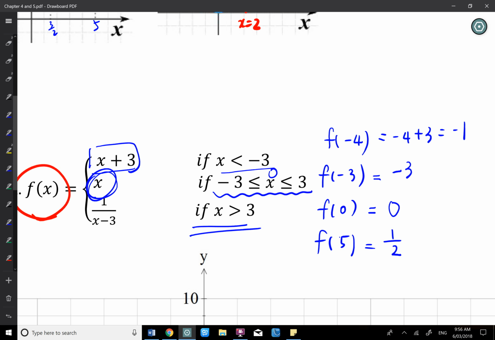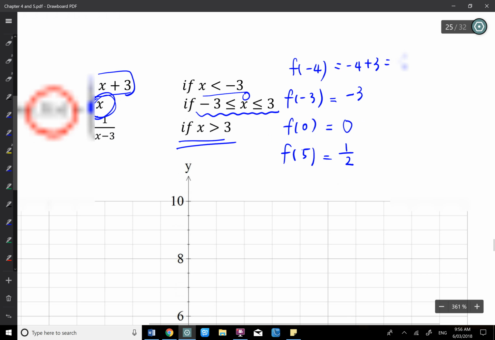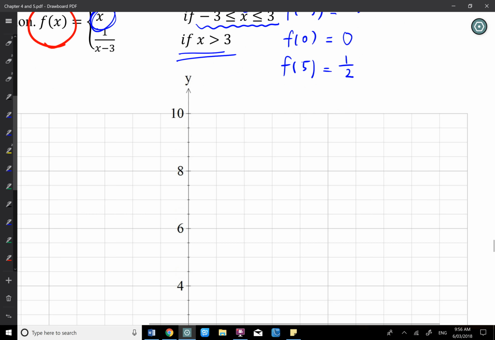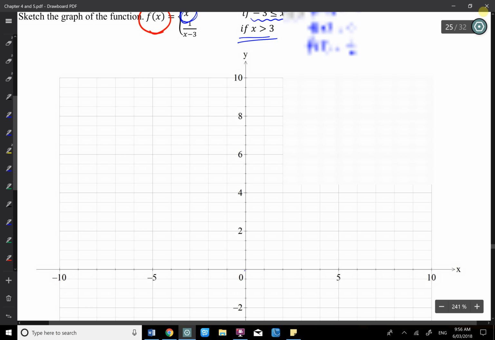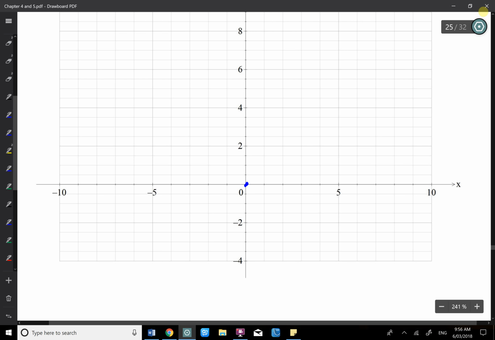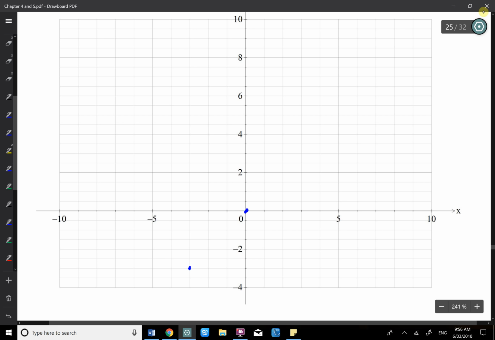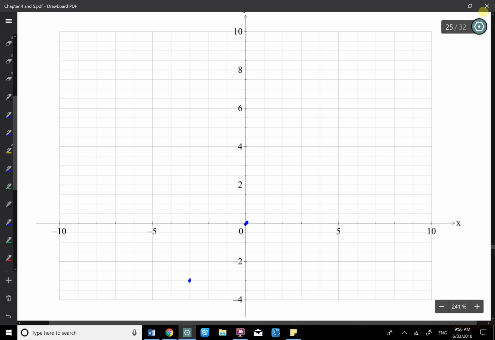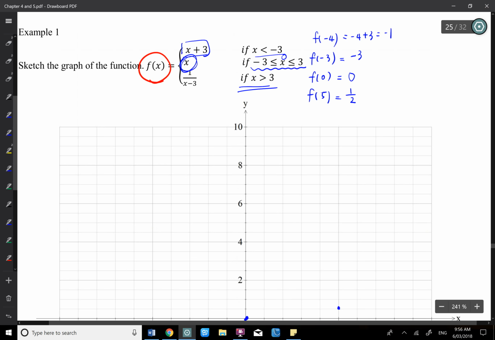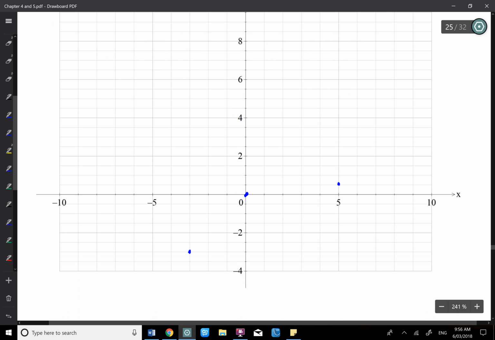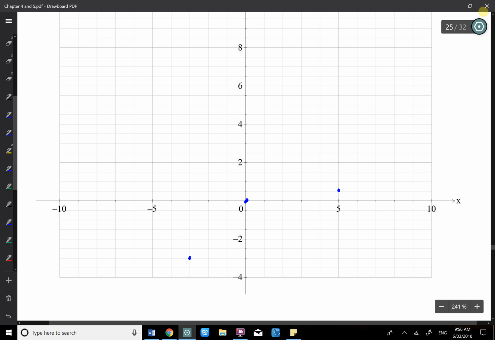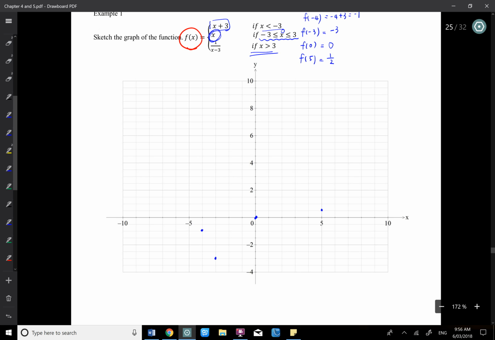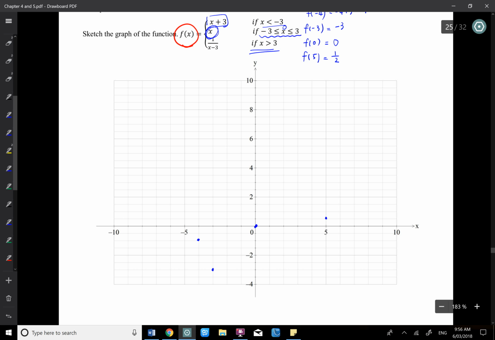All right, so we have those points. We can just label those points on the graph first. We have (0, 0), (-3, -3), (3, 0), (5, 1/2), and (-4, -1). I just randomly selected some points, it's not really on purpose. My graph must pass through those points.